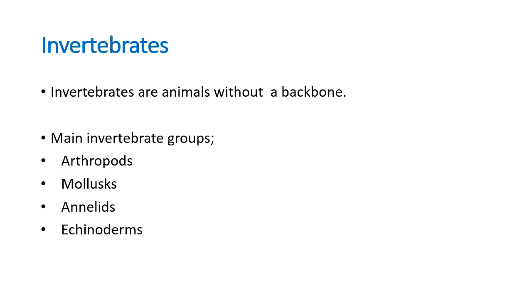Now let's move on to invertebrates. Invertebrates are animals without a backbone. So arthropods, mollusks, annelids, and echinoderms are main groups of invertebrates. Out of these, we are going to discuss about arthropods.